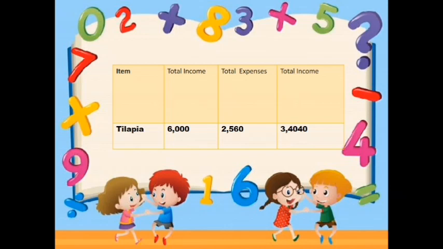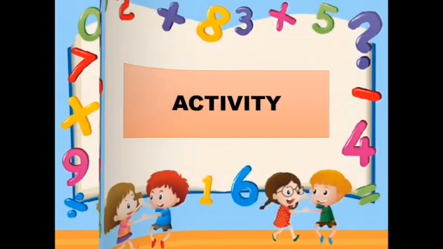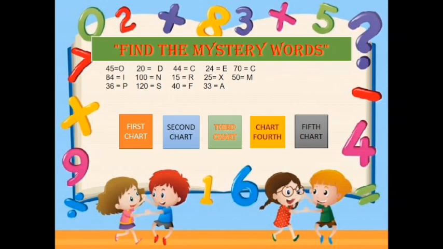And now, class, we will have a game. This game is called Find the Mystery Word. This is also done by group. Each group will be given a chart. The first chart will be group one, the second chart group two, the third chart group three, the fourth chart group four, and the fifth chart group five.